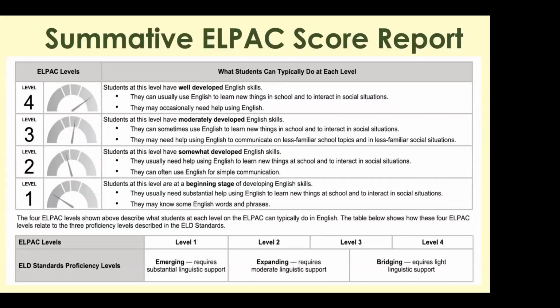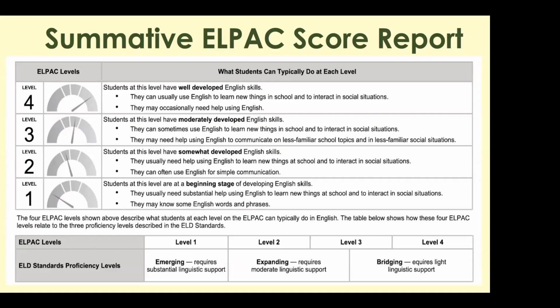Your child will receive a score report that looks like this one for the Summative ELPAC. It will have their overall score, which is a 4-digit number. The overall level will be 1, 2, 3, or 4, where 4 is the highest level and means that the student has a good understanding of English.